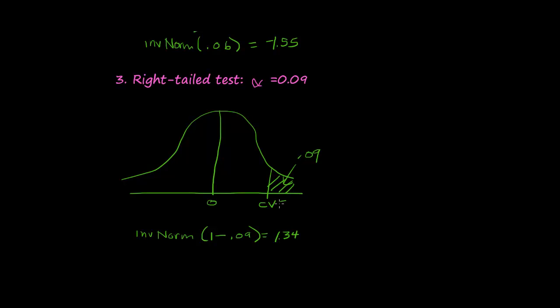So it's good to have your decision diagram so you can anticipate your critical value, at least the sign on your critical value, and you're ready to check that in case you enter the wrong values in the inverse norm function.